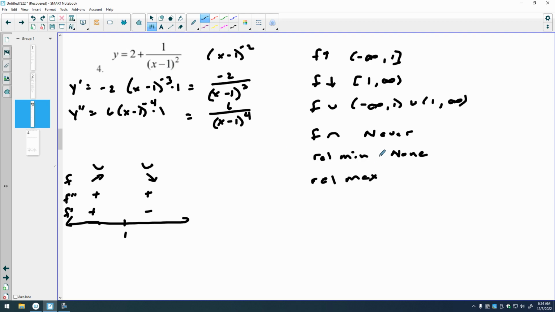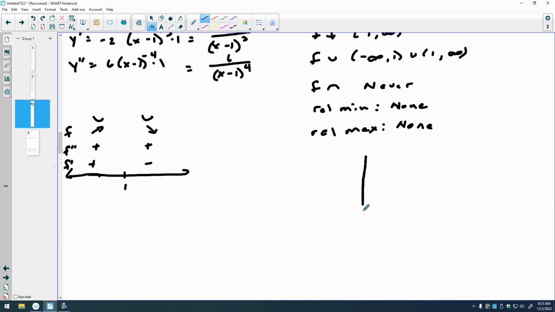So there actually is not a relative max, but it looks like there is on my number line, which is why we have to double check back in the original, and 1 is not defined in the original function. Y is not defined in the original function at x equals 1. What does that mean? We have a vertical asymptote, right? It's a rational function where my denominator is 0 at x equals 1, which makes a vertical asymptote there. That's important for the graph.